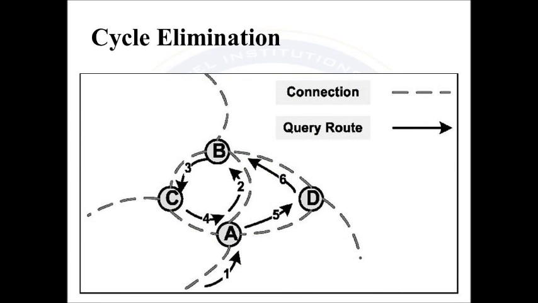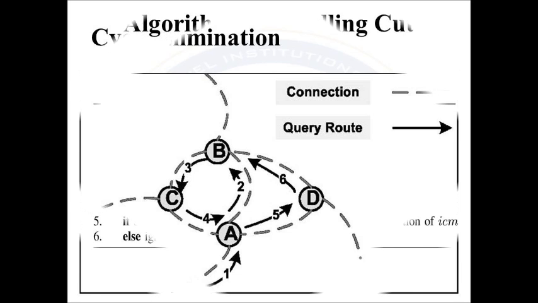Cycle elimination: the cycle elimination graph will be denoted for the connections. Dotted line will be denoting the notification for connections. Query route: the query route will intimate how many nodes are connected to the network. That is the main reason for the query route. That will be A to B and B to C, intimated for the cycle part.